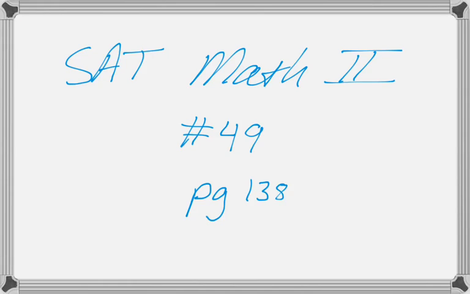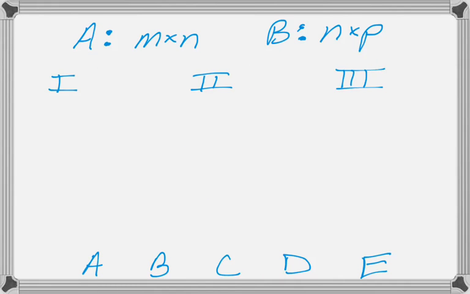So remember, anything I skip, I'm doing on a calculator. 49 is about matrices. So I am told that matrix A is an m by n matrix, and B is an n by p, and m, n, and p are distinct numbers. So what I want to do is figure out something. It's one of those 1, 2, 3, and then blah, blah, blah type questions. First thing, number 1, says that BA does not exist. So let's see if BA exists.